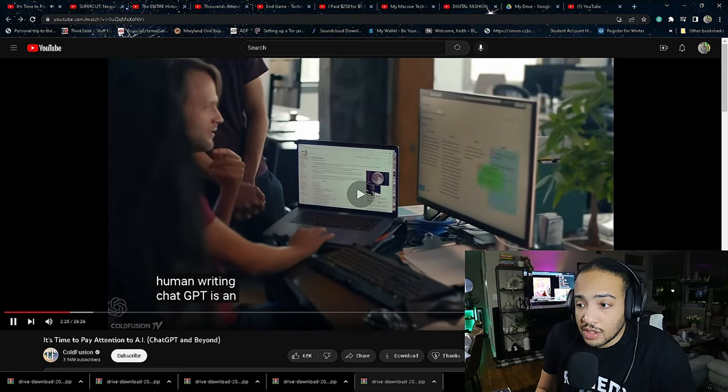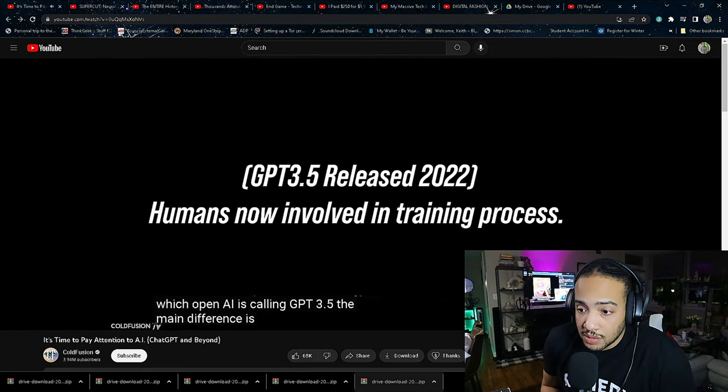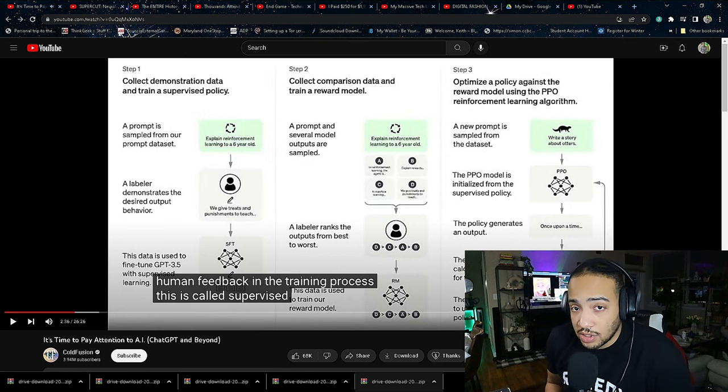ChatGPT is an improved version of GPT-3, which OpenAI is calling GPT-3.5. The main difference is that they've added human feedback in the training process. This is called supervised learning, where a human provides a realistic response so it doesn't sound like it's coming from a robot.